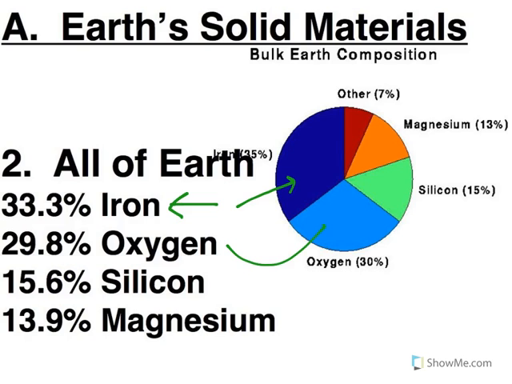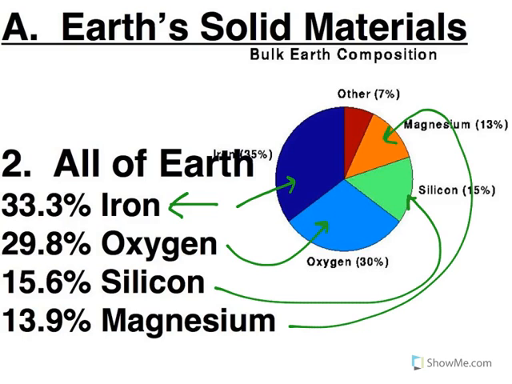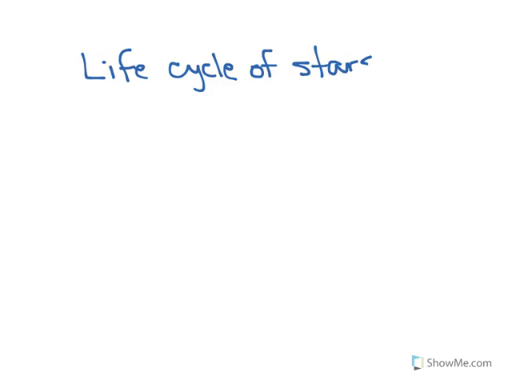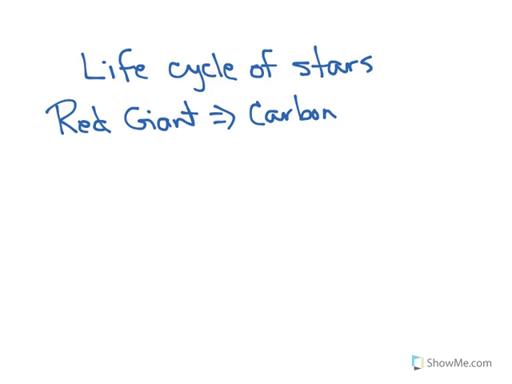Oxygen's still a biggie. Silicon, still way up there. Magnesium, still way up there. Now recall when we talked about the life cycle of stars. We had various elements produced at different stages. For example, at the red giant stage, we get the production of carbon and oxygen, and this is the result of helium fusion.